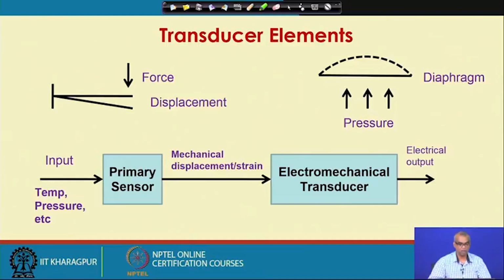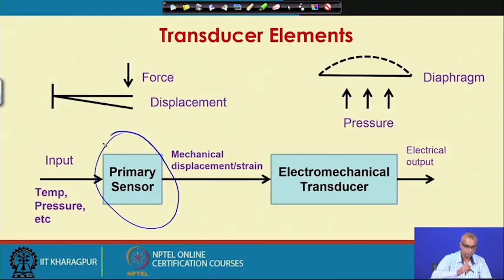Mechanical displacement or strain is output from many primary sensors. Let us say temperature or pressure, say pressure here goes as input to the diaphragm, but the diaphragm gives you a displacement as output. Similarly, later on we will see that there are temperature measuring inputs where the primary sensor will give you displacement as output.